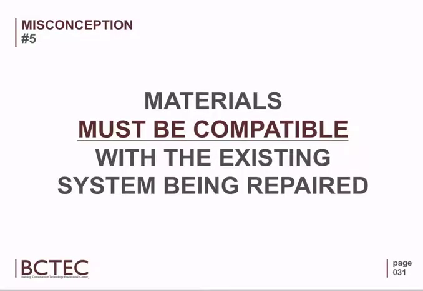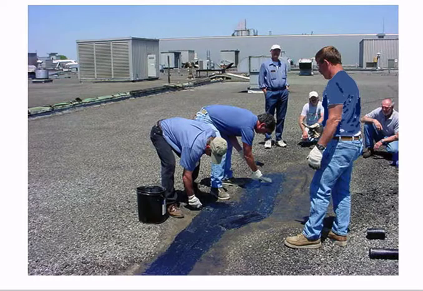So this is a critical part of that. Materials must be compatible with the existing system being repaired. So you really need to understand what type of roof system you have in place, what component you're fixing, because each material and each repair material has a very specific application. So we need to make sure that our systems are compatible with what's actually being repaired.